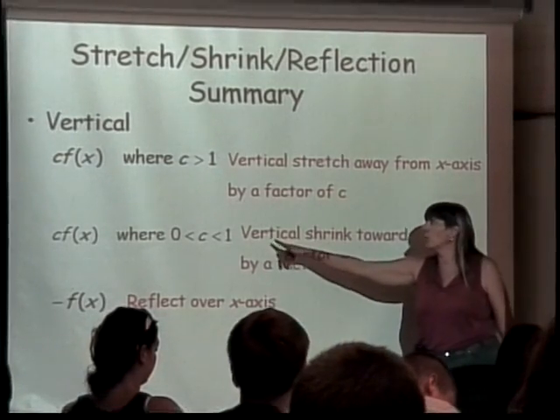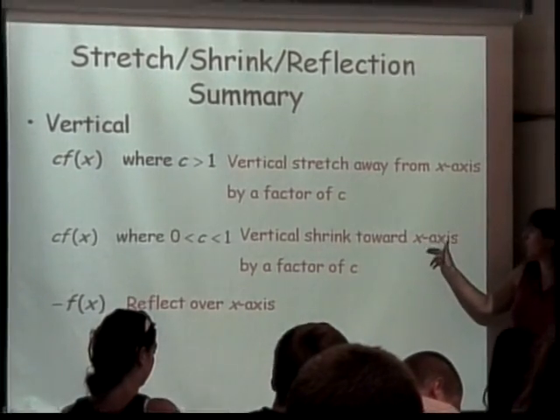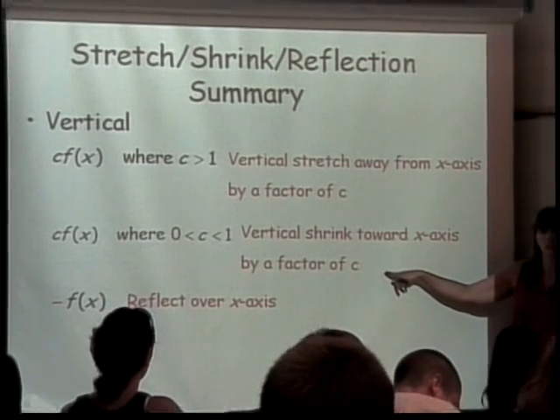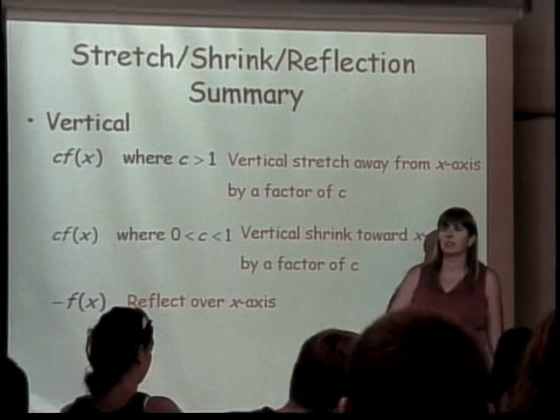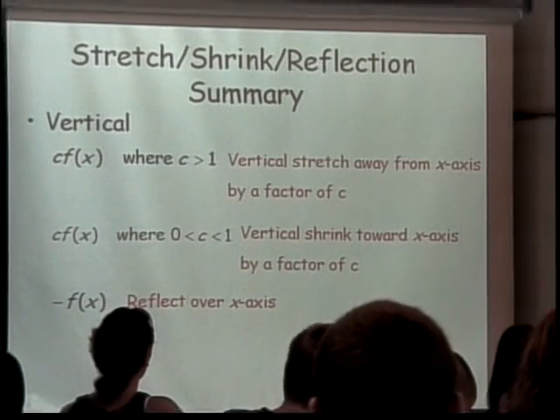If c is between 0 and 1, then it's a vertical shrink toward the x-axis by a factor of c. And the negative in front of the function reflects it over the x-axis. Just flip it over.